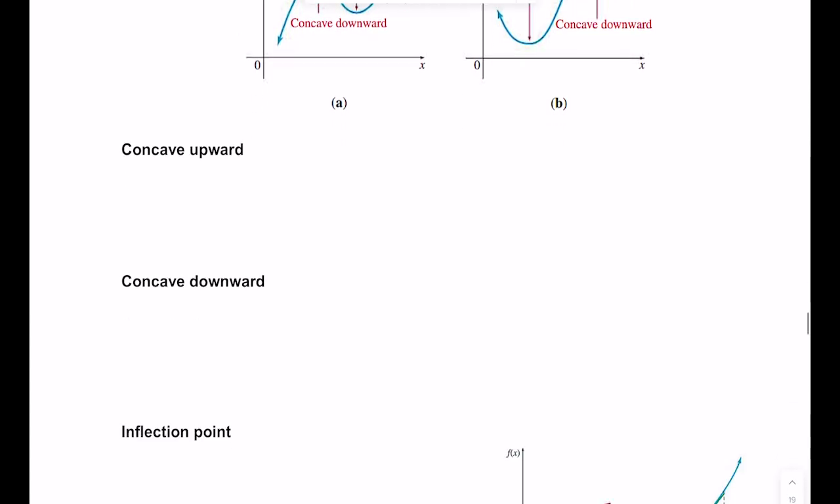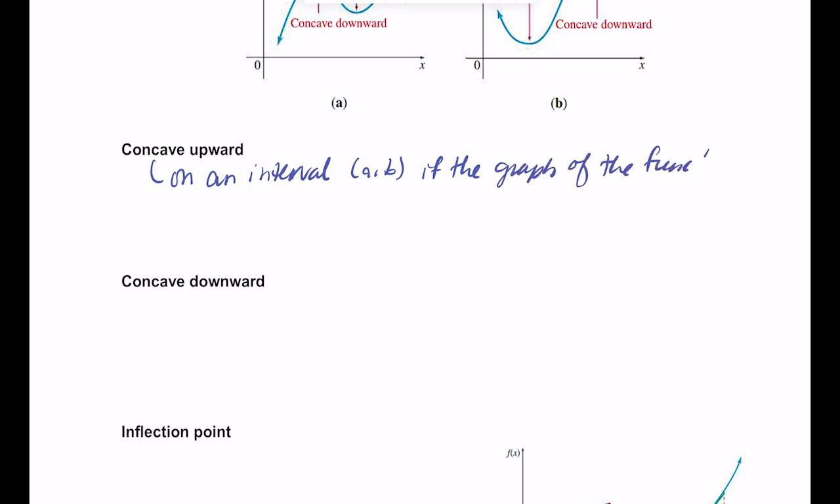So we say a function is concave upward on an interval, and we'll call the interval AB again, just to be consistent throughout the section, if the graph of the function lies above its tangent line at each point AB.